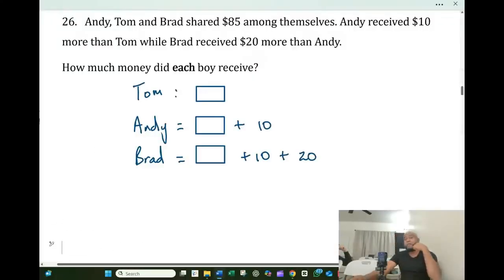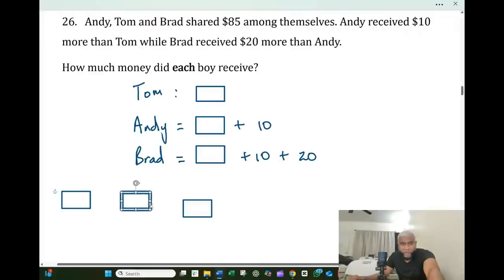Now they are saying how much did each boy receive? So in order to find out how much each boy received, we need to find out what one box is, which will be the amount of money Tom gets. So how many boxes do we have? 3 boxes, right? So here we're going to put the total. Let's put in 3 boxes. I put in 3 boxes here.